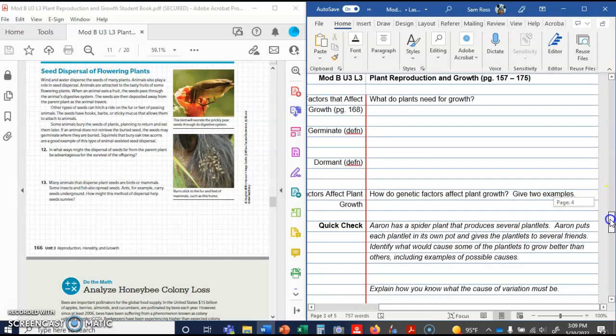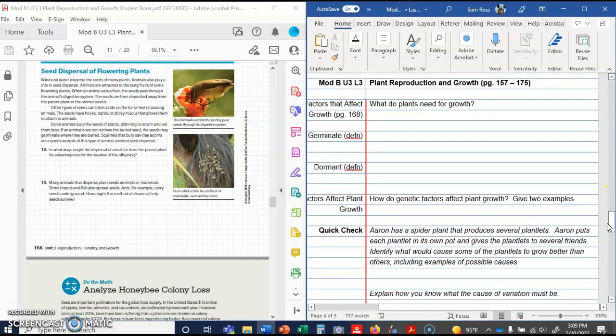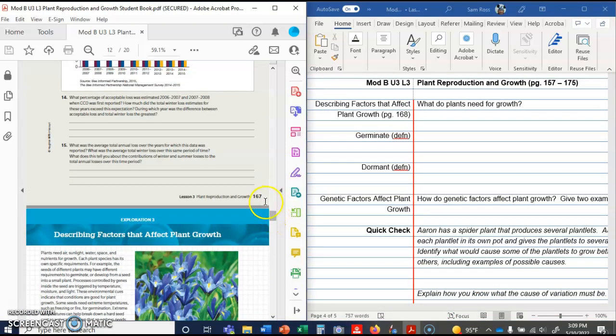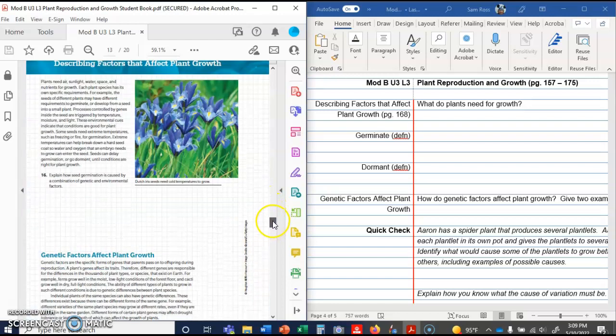All right, next page right here. We're on page 168, describing factors that affect plant growth. That's 167, so here we are, 168. What do plants need for growth? Plants need air, sunlight, water, space, and nutrients for growth. It's the very first sentence. And then the definition of germinate.